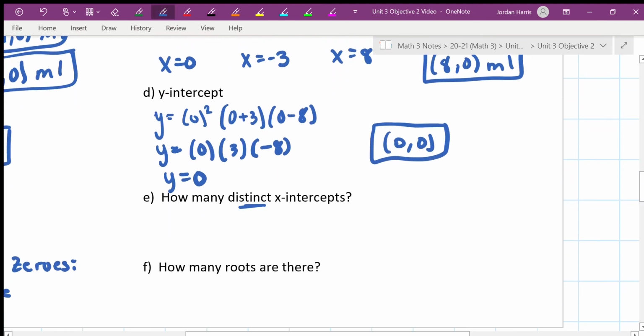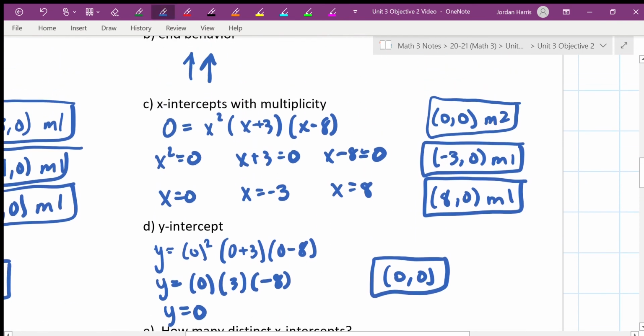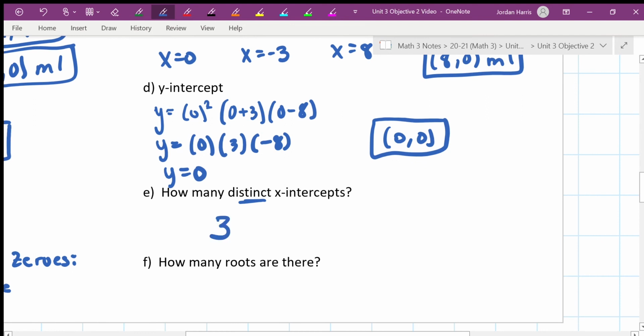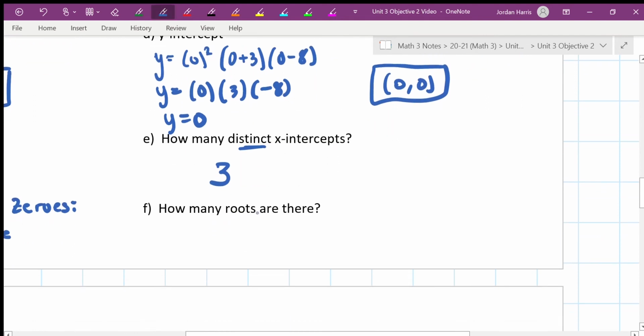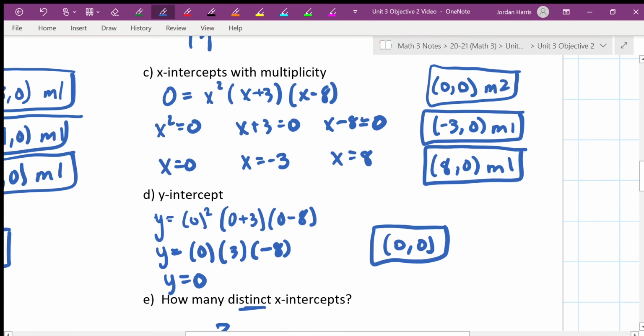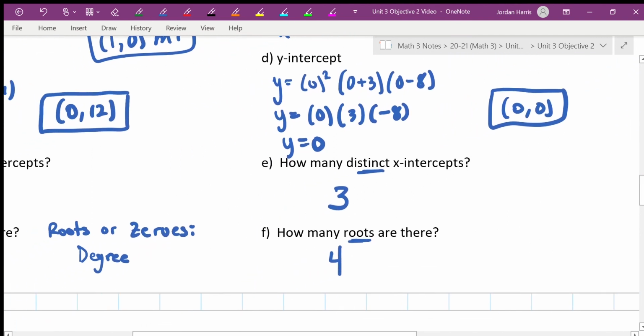How many distinct x-intercepts? 1, 2, 3. I have 3 distinct x-intercepts, 3 different points. But how many roots are there, right? Roots or zeros match the degree. There are 4 roots because this one, 0, 0, occurs twice. So it's 4, which matches our degree every time.